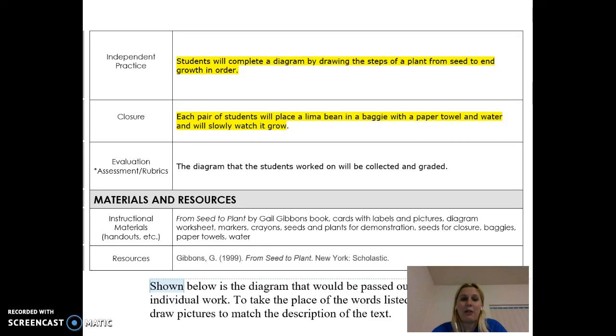I'm really sad that I'm missing this lesson because the closure is awesome. To end it, I want students to be excited at the fact that they just learned about plants, and I want them to be able to see how a plant will grow. So I will have bags set up with paper towels. Students will place a lima bean into the paper towel, add water to it, and they'll watch it grow. To evaluate students, all I want you to do on your end is to collect the diagrams that they worked on, and I will grade them.